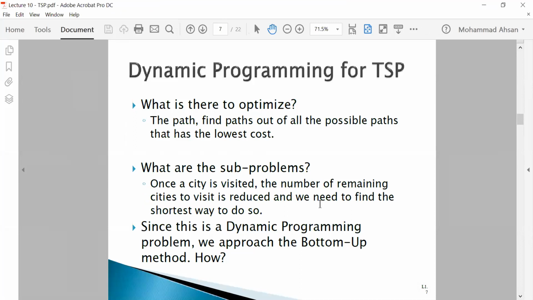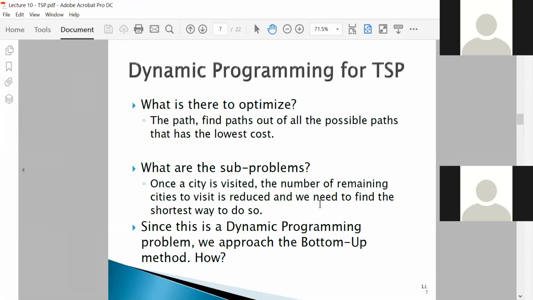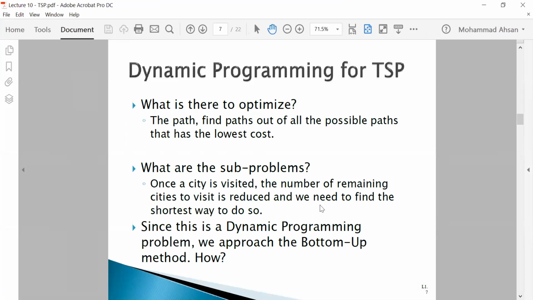So once you visit a city, you are left with n minus one cities to visit, and then from the last one in this set, you will come back to one. Okay. Then suppose from these n minus one cities, you select a city X. Then you are left with n minus two cities, and you have to minimize the cost of that. So our subproblem is one less than the original problem. So that is regarding the subproblems.